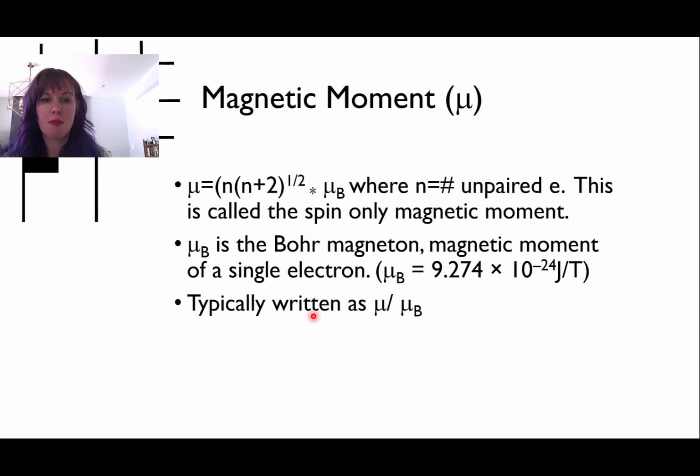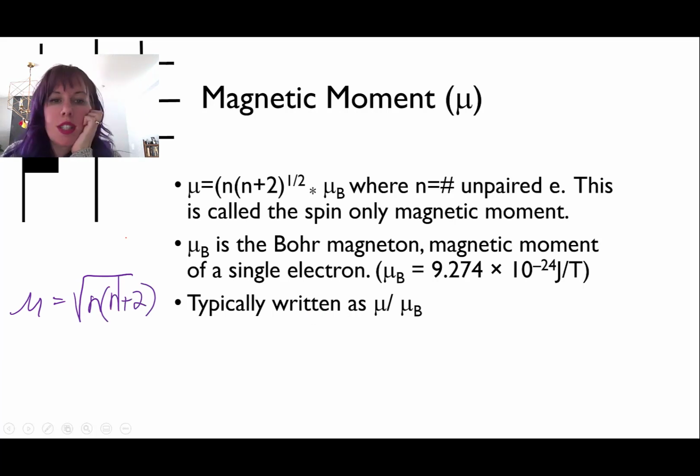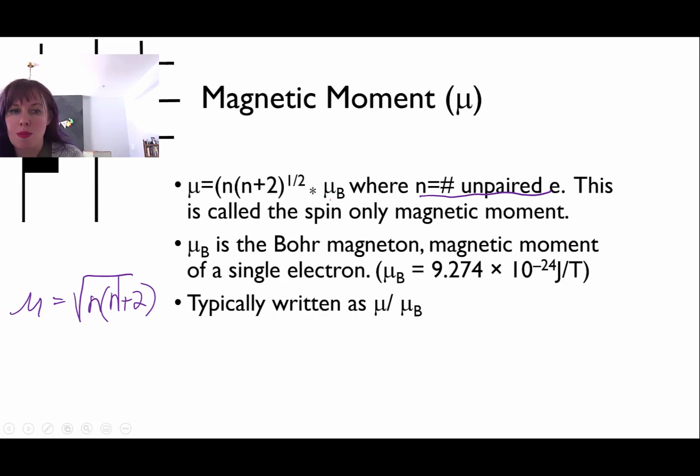So the magnetic moment is equal to the square root of n times (n plus 2), where n is your number of unpaired electrons. This is what we call the spin-only magnetic moment, times mu sub B, which is the Bohr magneton, which is the magnetic moment for a single electron. So it's typically written as mu over mu sub B, or sometimes it's written just in mu sub B units.